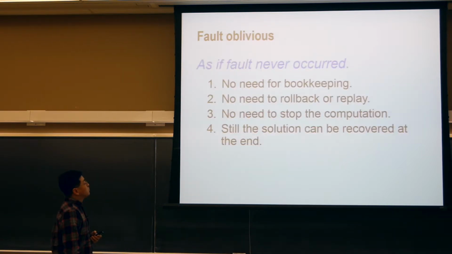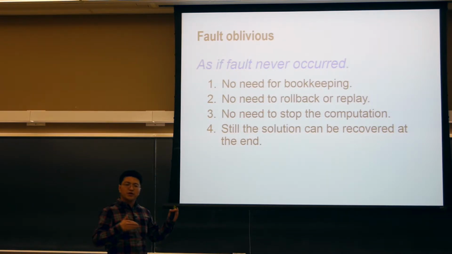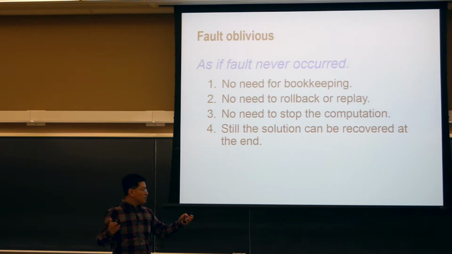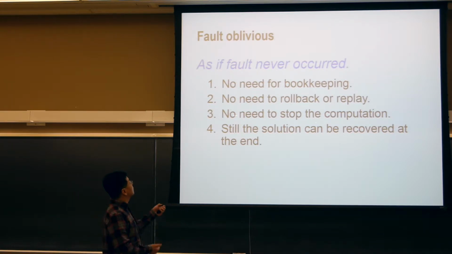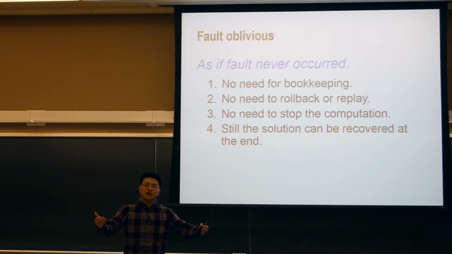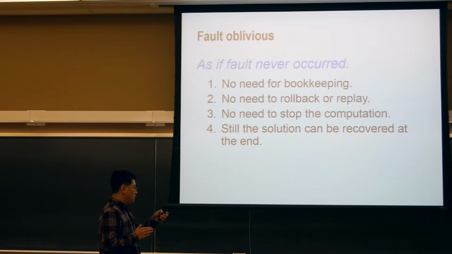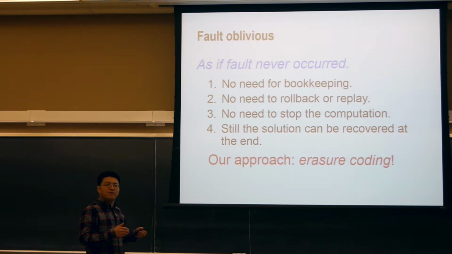We're going to describe the benefits of being fault oblivious. Of course, if we can forget about the faults and behave as if no faults occurred, then we don't need to bookkeep anything. We don't need to roll back and replay. We don't need to stop the computation. We can just let the computation go on as usual, as if no faults happened. But still, we want to be able to recover the solution we want at the end. So we describe our approach based on erasure coding that facilitates this fault oblivious computation.